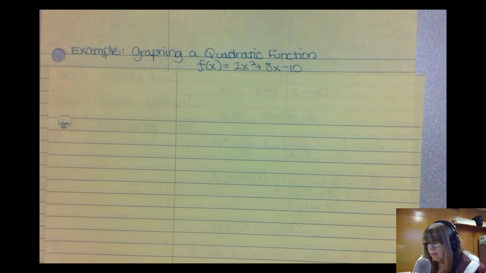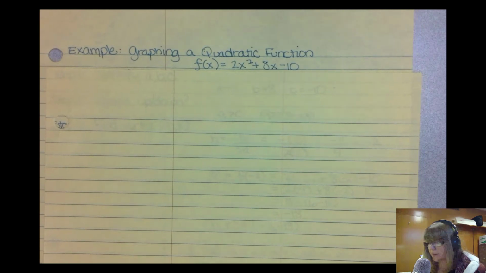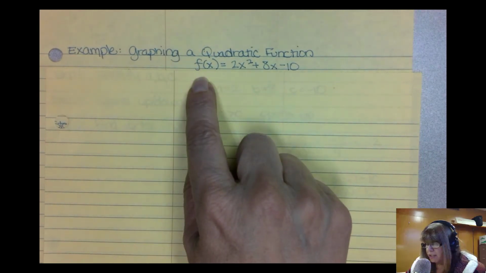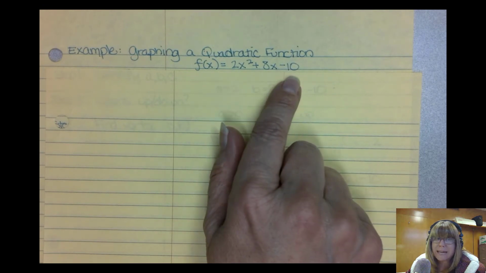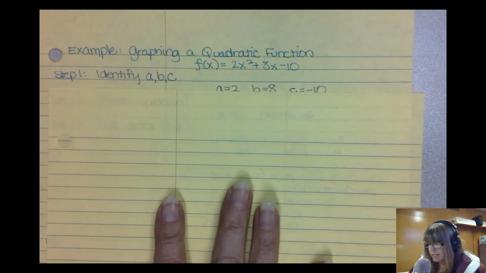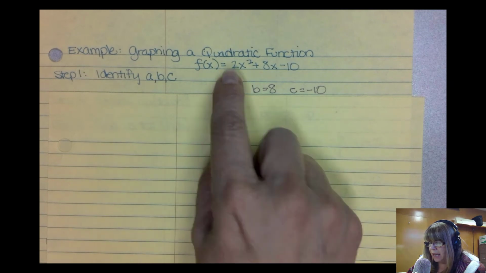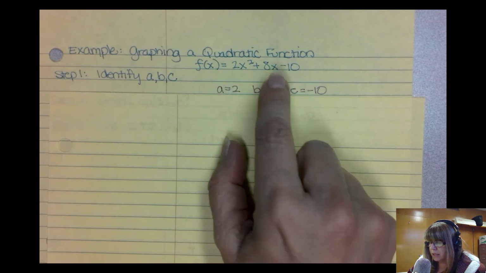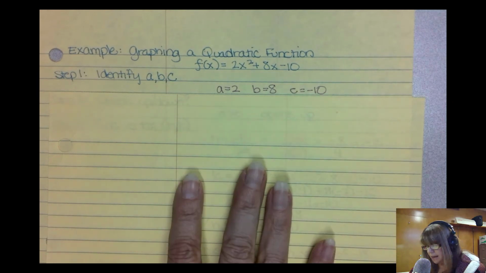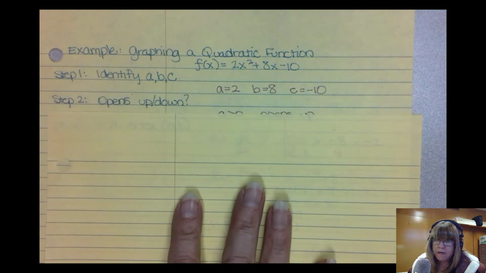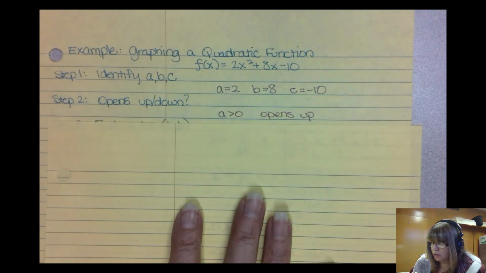So we have our function. It is in the form of ax squared plus bx plus c. So our function, f of x, is 2x squared plus 8x minus 10. First of all, let's identify a, b, and c. A is 2, b is 8, and c is negative 10. Second step, does it open up or down? A is 2, which means it's greater than 0, this opens up.